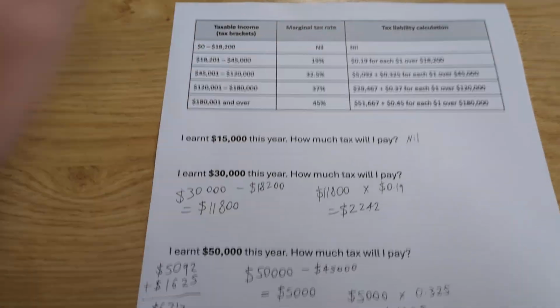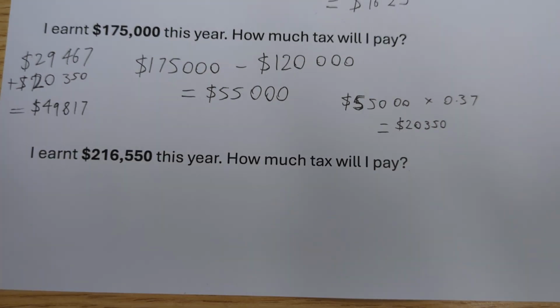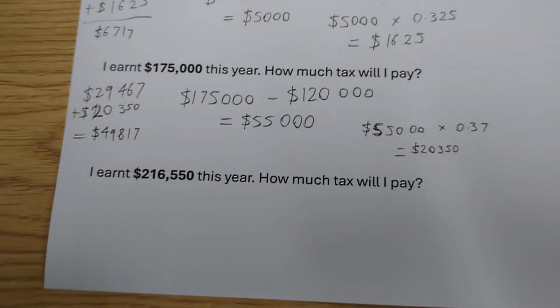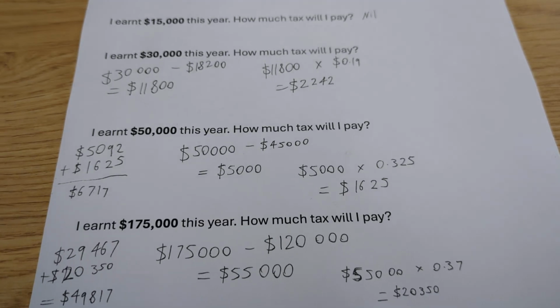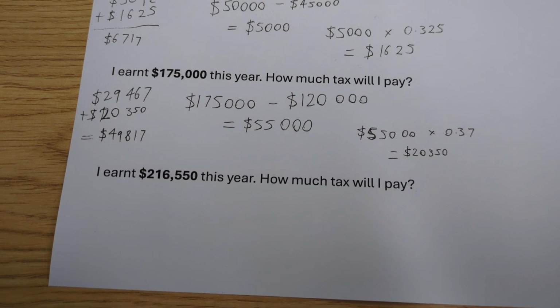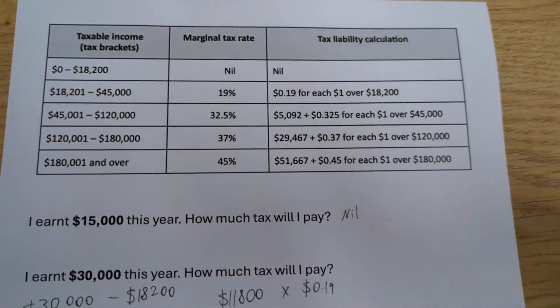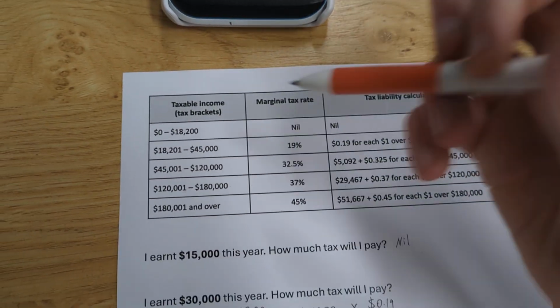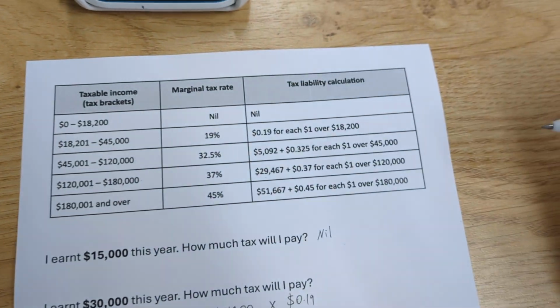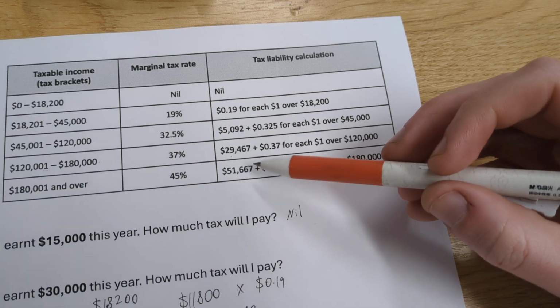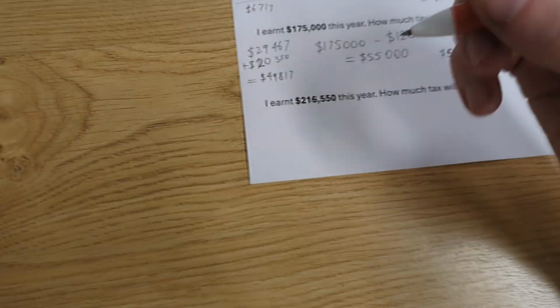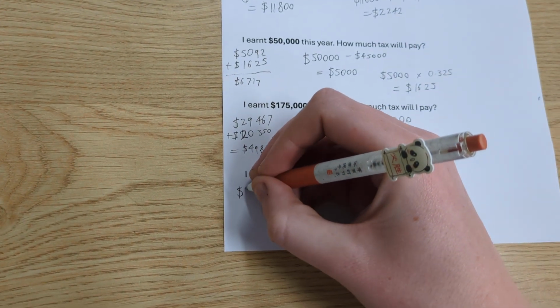All right, last one. I earned 216,550 bucks this year. How much tax will I pay? I've just put a not round, nice number like the other ones. So, which bracket are we in? Oh, this one here. Good. These are the numbers we're looking at. 51,667. Let's pop it over to the side.